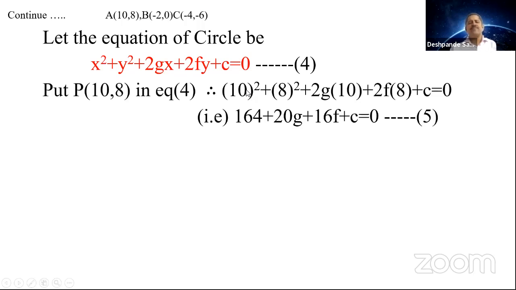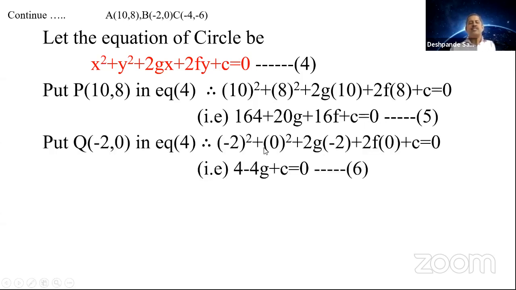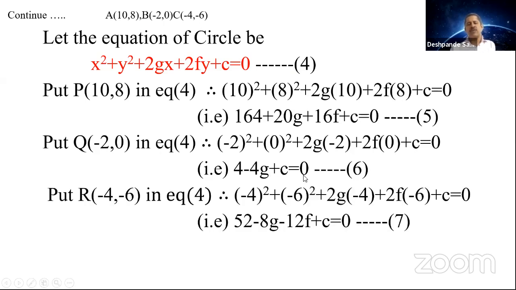Substitute the first point. You get 10 square plus 8 square plus 2g into 10 plus 2f into 8 plus c is equal to 0. So 10 square is 100, 8 square is 64, 164 plus 20g plus 16f plus c is equal to 0. Then substitute the second point, x is -2, y is 0: -2 square plus 0 square plus 2g into -2 plus 2f into 0 plus c. So you get the equation 4 minus 4g plus c is equal to 0. Then substitute the third point, -4, -6. You get 52 minus 8g minus 12f plus c is equal to 0. So equation 5, equation 6, equation 7.